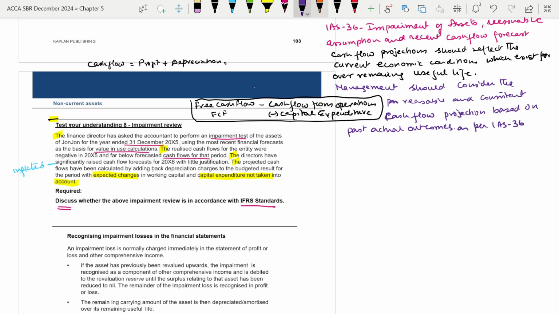Automatically, what will happen? The information will have a little doubt. Write it down. Management, or who has done it? The directors, okay? Management or the directors.